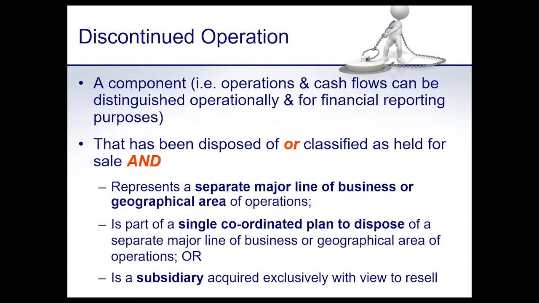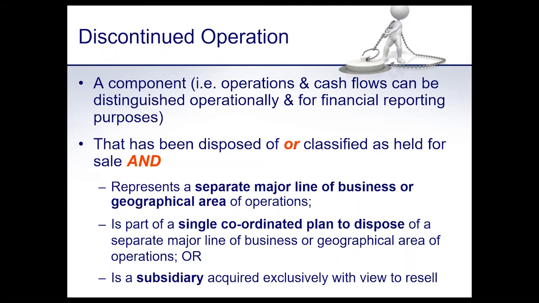Now, when I'm talking about a component, we're basically looking at a portion of your organization that operationally, cash flow-wise, is able to generate its own cash flow, that it runs on its own. And from a financial reporting perspective, the reporting is done specifically for that particular section as well. So if I can distinguish this section that I'm disposing of, I'm hiving off, on these three different levels, operationally, cash flow-wise, and financial reporting-wise, and I meet the criteria that follow, which I'm going to talk about now, then basically I have a discontinued operation.